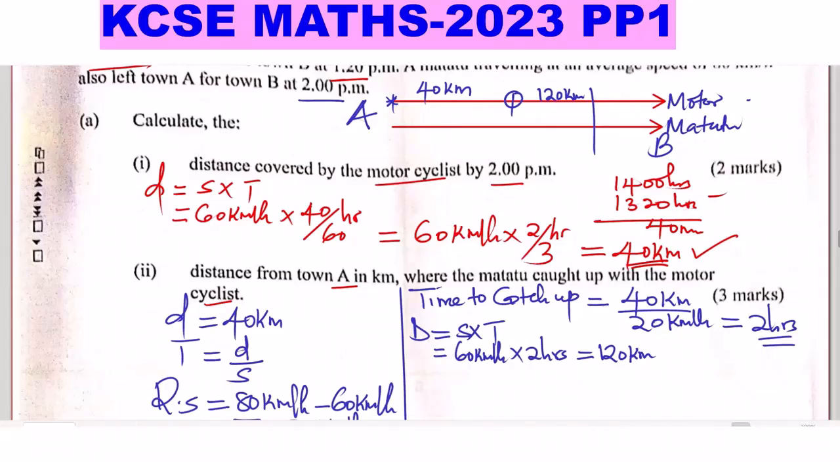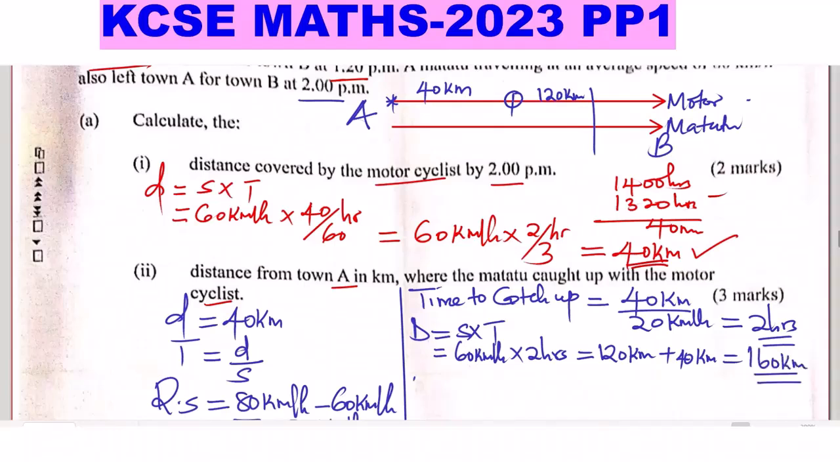But if you want to get the whole distance from A, we have to add 40 plus 120. So we have to add 40 kilometers. That is the distance covered in 2/3 of an hour, as we noted in part A. So this will give 160 kilometers. That is the first way.